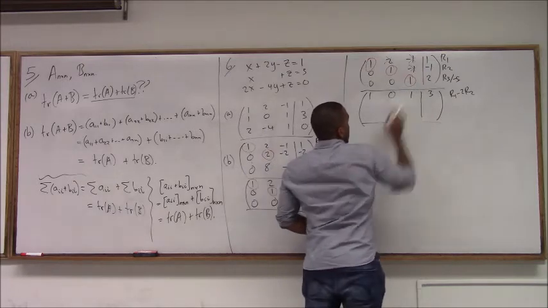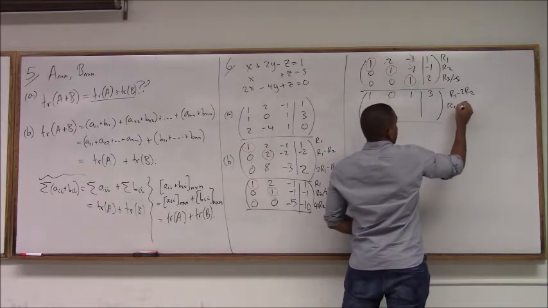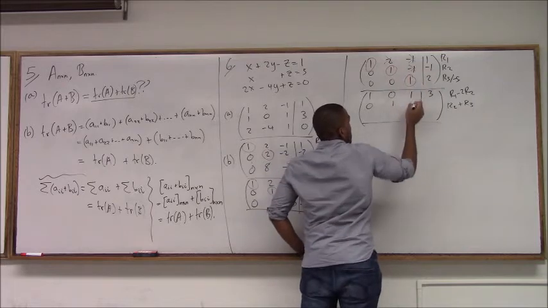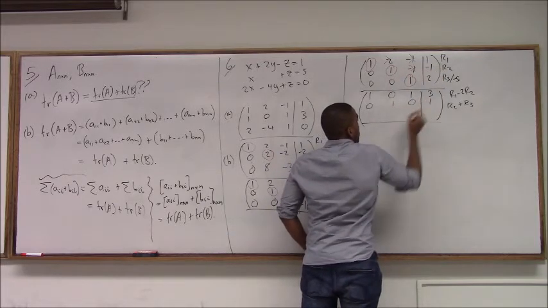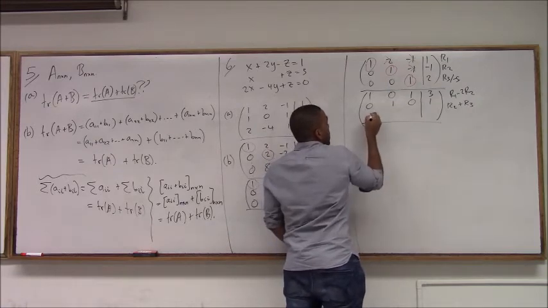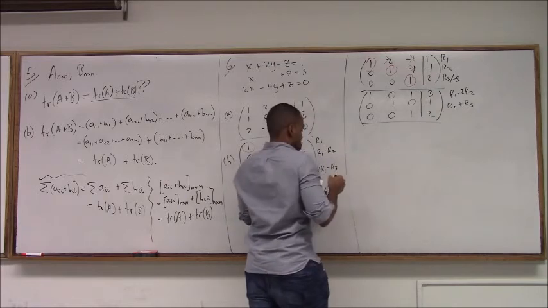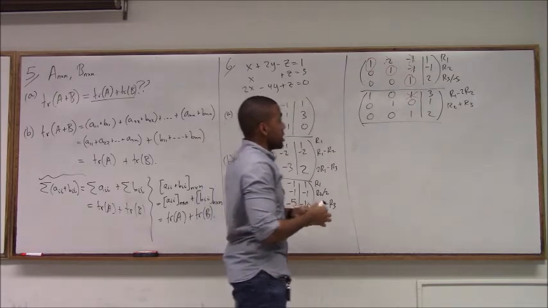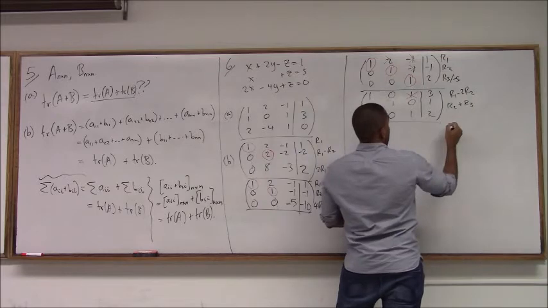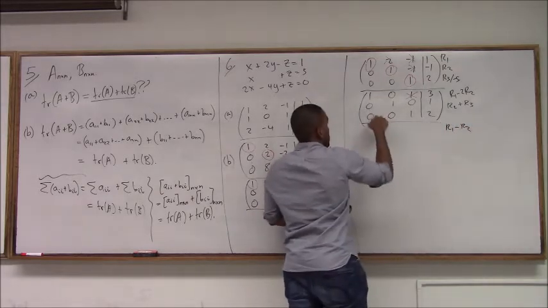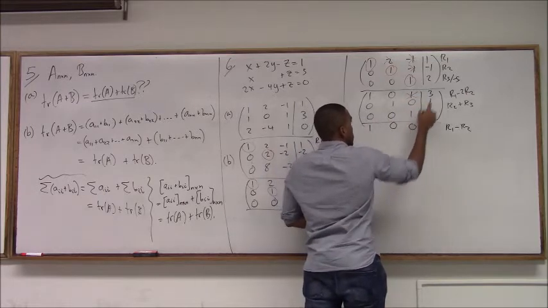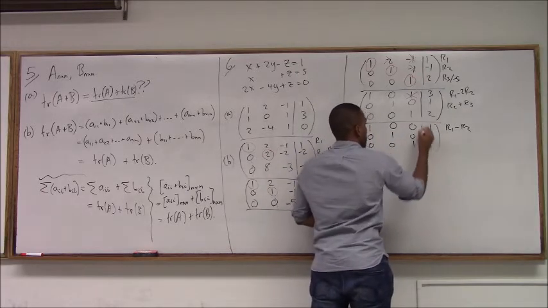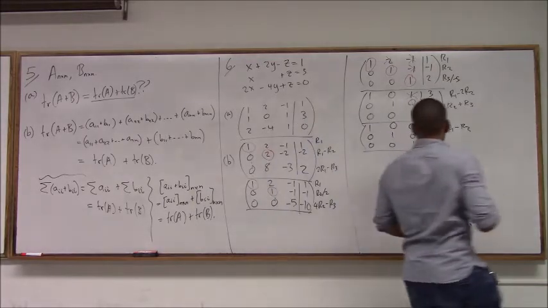And to kill this guy, what can I do? I can just add row 2 and 3. So this plus this is 0, this plus this is 1, this plus that is 0, and this plus that is 1. And then I would have 0, 0, 1, 2. And so I still need to kill this guy. I can do that just by taking the first row minus the second row. This minus this is 1, this minus that is 0, this minus that is 0, this minus that is 1. So I have 1, 0, 0, 1, 0, 1, 0, 1, 0, 0, 1, 2. And so that's the reduced row echelon form.